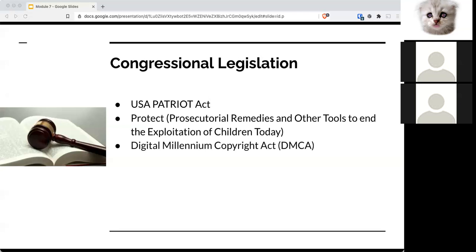The DMCA. There are 4 titles to it. Title 1 is the World Intellectual Property Organization. Title 2, the Online Copyright Infringement Liability Limitation Act. Title 3, Computer Maintenance Competition Assurance. And Title 4 has 6 miscellaneous ones that cover everything from ephemeral recordings, webcasting, bargaining agreements, and so on.